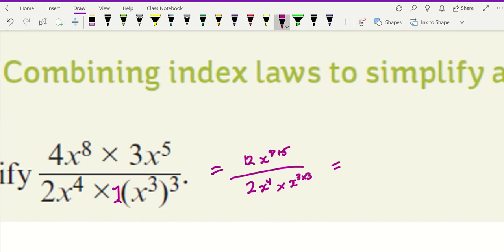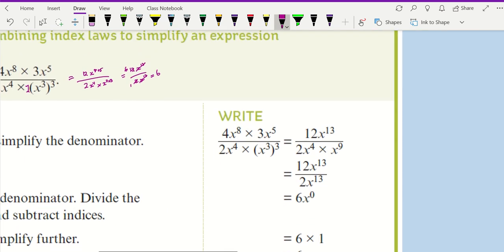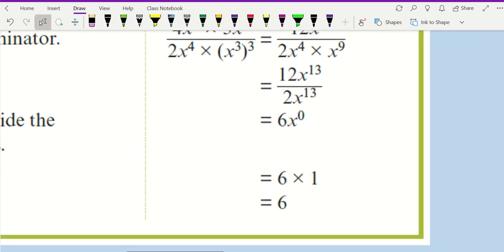Let's work on this now. So we've got 12x to the power of 13, and then 2. Okay, so that's x to the power of 9 there, and that's x to the power of 13. Oh, far out, they just simplify through. x to the power of 13 divided by x to the power of 13 is 1. That's nice. 12 divided by 2 is 6. So the answer is 6. Did I get that right? Oh, it's got 6 times x to the power of 0. And x to the power of 0 is 1. Yep, so that's fine.